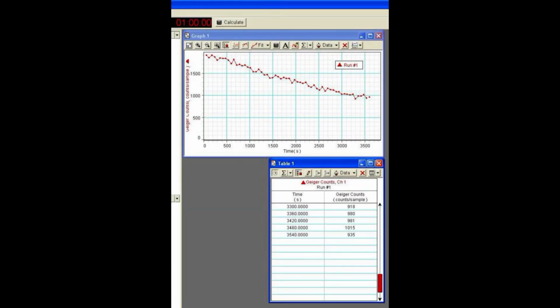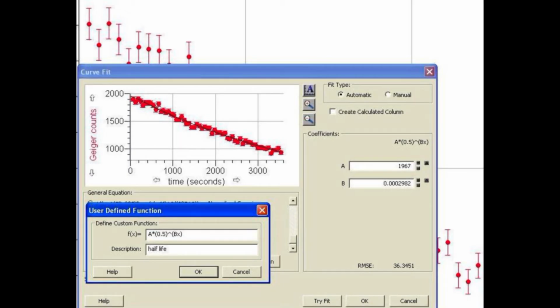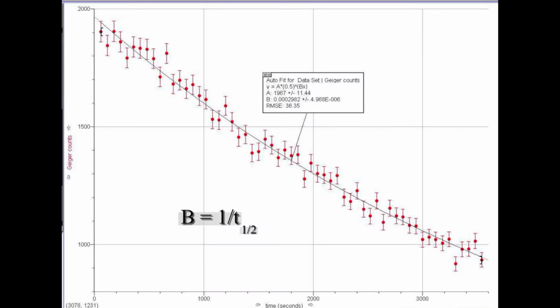After 1 hour, you will have a plot of activity, counts per minute, versus time. Transfer the data to graphical analysis and fit a function a times 0.5 raised to the b times x. The half-life is the inverse of b. Note that we have added error bars.